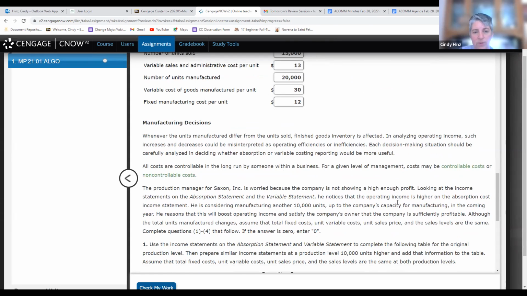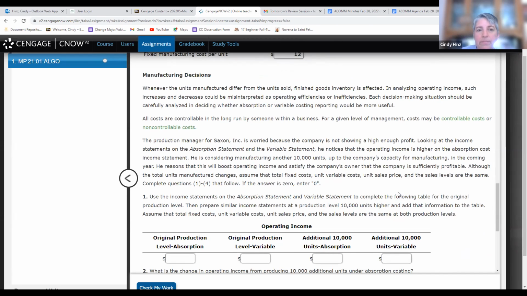So let's see what else we need to answer here. Whenever the units manufactured differed from the units sold, finished goods inventory is affected. In analyzing operating income, such increases and decreases could be misinterpreted as operating efficiencies or inefficiencies. Each decision-making situation should be carefully analyzed in deciding whether absorption or variable costing reporting would be more useful. But remember, absorption costing is required for external reporting under GAAP. All costs are controllable in the long run by someone within a business. For a given level of management, costs may be controllable or non-controllable.